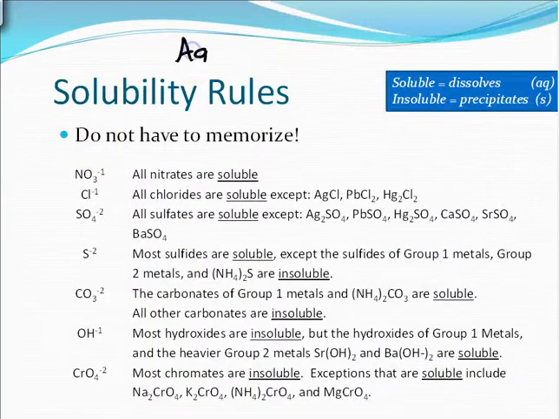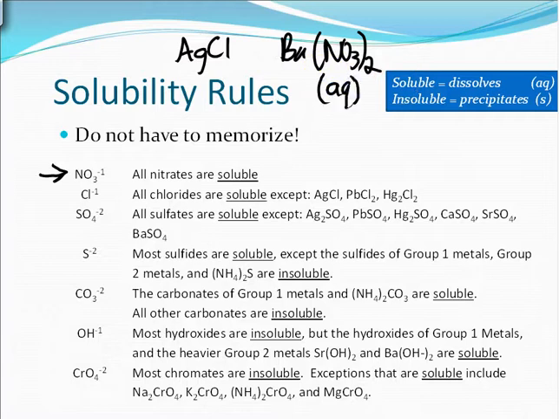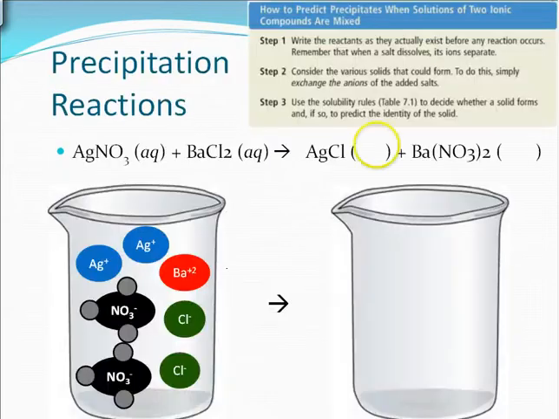So we had AgCl and Ba(NO3)2. Looking at the nitrate, it says here that all nitrates are soluble. Soluble means that it dissolves, so this will be an aqueous compound. AgCl, here it says Cls are soluble except AgCl. Okay, so if it's not soluble, it's insoluble, so it will be our precipitate. It'll be a solid. So in our equation, we would write AgCl solid and Ba(NO3)2 aqueous.